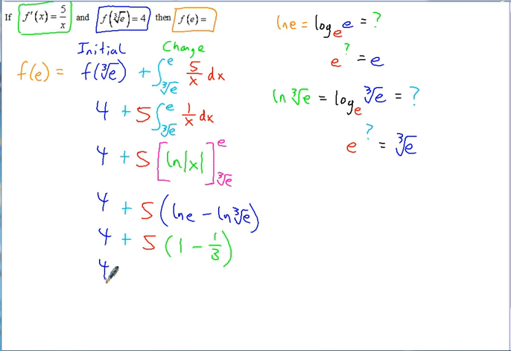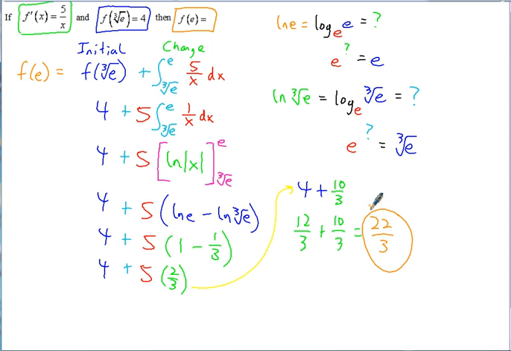So we've almost got it now. So we have 4 plus 5 times, well, 1 is the same as 3/3. Minus 1/3 gives you 2/3. So then we have 4 plus 5 times 2/3 is 10/3. 4 is the same as 12/3. You can multiply the number by 3. Plus 10/3 gives you 22/3.